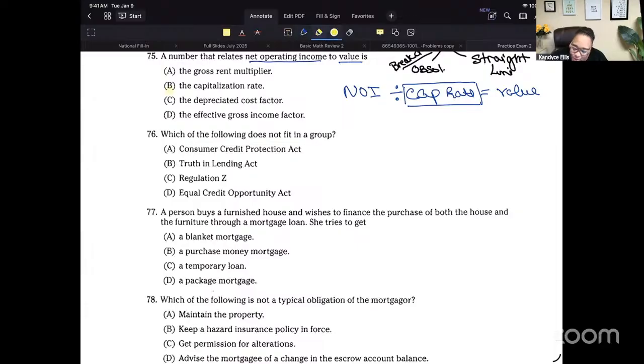So yes, I do love that as an answer, right? But as you go through and study, are we sure that we know what the gross rent multiplier is? Remember, we take that GRM and multiply it by our rents to get value. And the depreciated cost factor, maybe that's a real thing, but it doesn't sound familiar to me. And the effective gross income factor? Well, you can have an effective gross income, but there is no such factor.